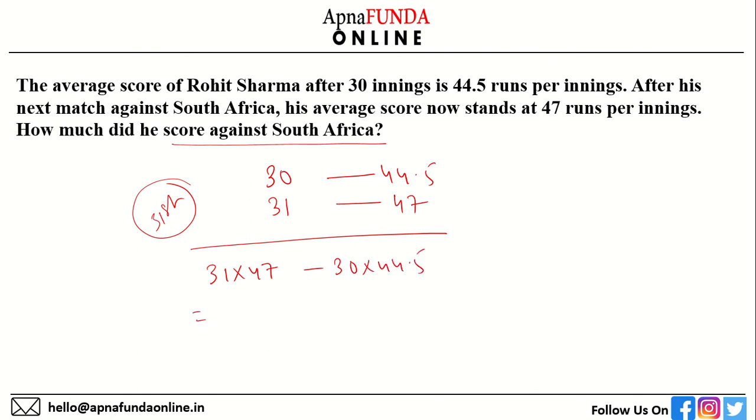Let's solve this. This will be 1457 minus 1335. So he scored 122 runs in his 31st innings against South Africa. I hope you have solved along with me, and this is the answer that you will also get.